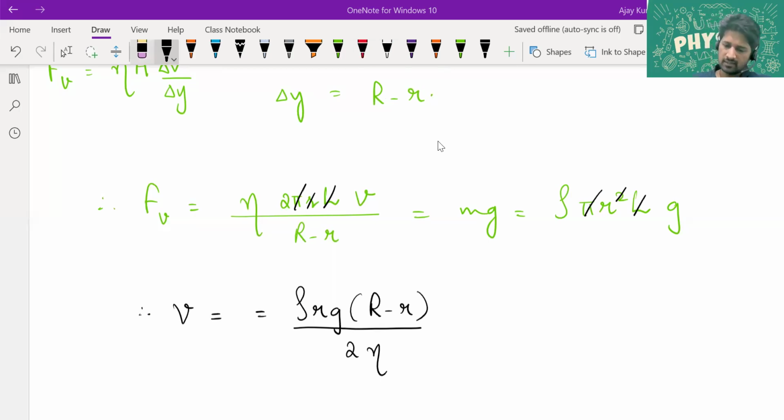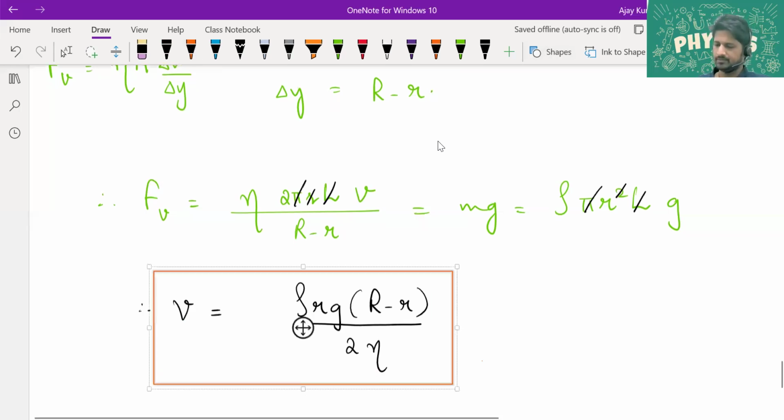So this is the final speed with which the cylinder falls. This is a tough question, but questions like this can be asked in JEE.